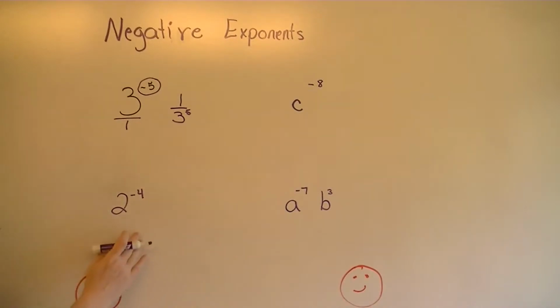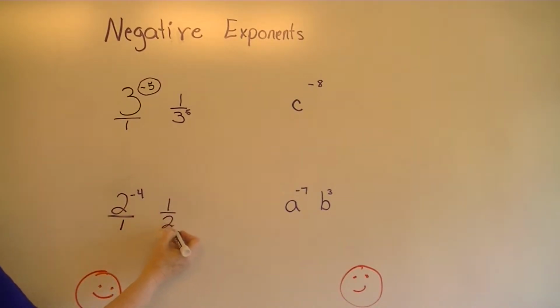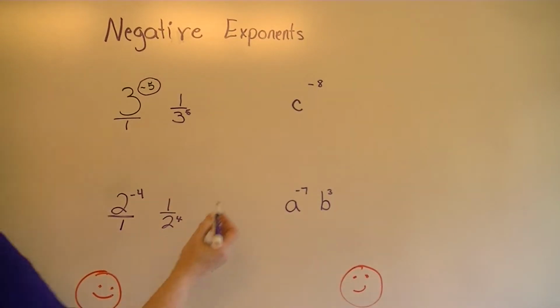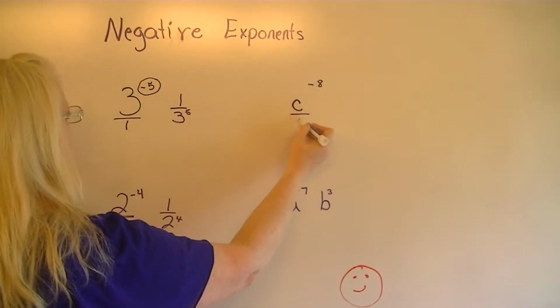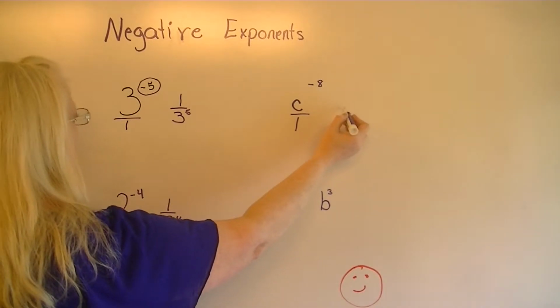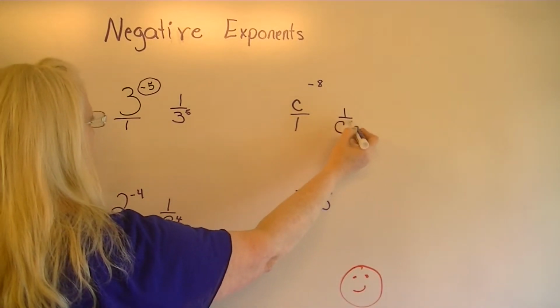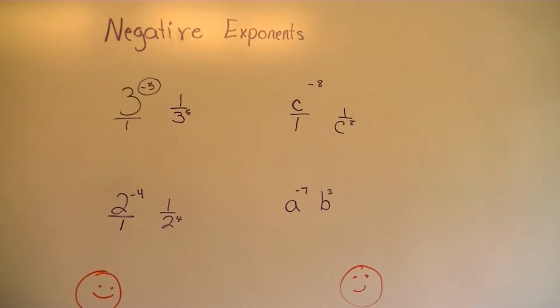Let's take a look at this problem below. So 2 is really 2 over 1. The negative exponent means that we're going to flip the fraction upside down. We're going to keep our exponent, and it becomes positive once we've completed the flip. C to the 8th power, C would be over 1. Again, we would flip it and keep our exponent, and it would become positive. So we're using the reciprocal.